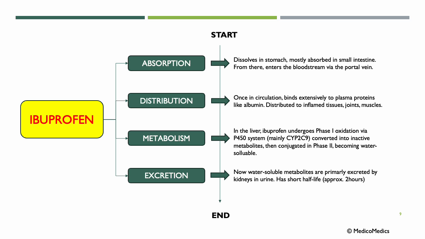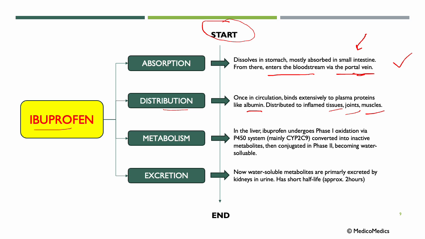Now, let's summarize all 4 key steps in pharmacokinetics using the drug ibuprofen as our example. So at the very start, after swallowing, ibuprofen dissolves in the stomach and is mostly absorbed in the small intestine. From there, it enters our bloodstream through the portal vein. So it's been absorbed now. Then we have distribution. Once in circulation, ibuprofen is extensively bound to plasma proteins like albumin. And then it is distributed to inflamed tissues, joints, and muscles.